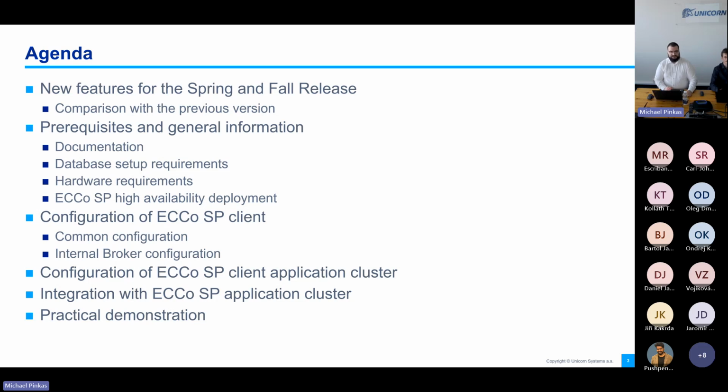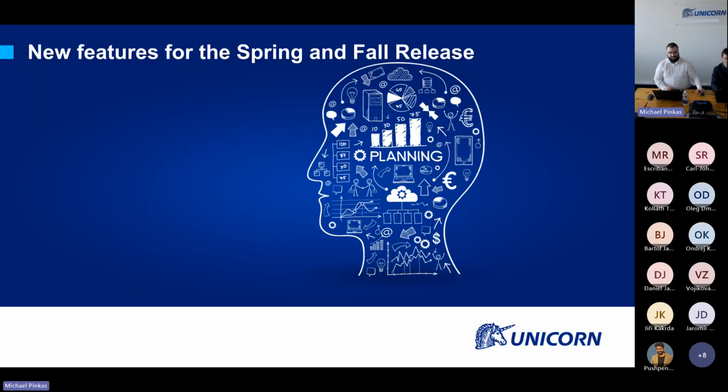Then we will go through some configuration of the ECCo client, so some common configuration, and specifically the internal broker configuration. And then we will also configure the ECCo client application cluster. We will also check some integration with the cluster, and that all will be covered by the practical demonstration in the second part of this webinar. So let's start with new features in the past releases.